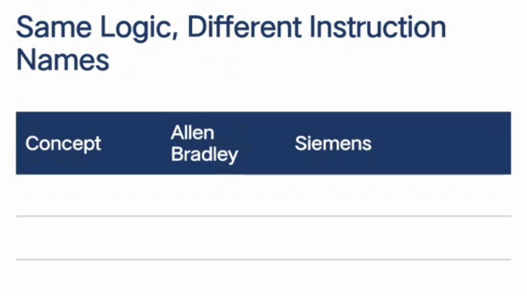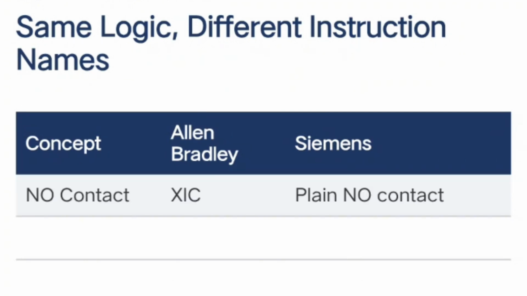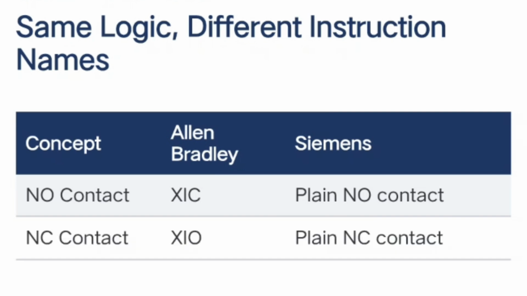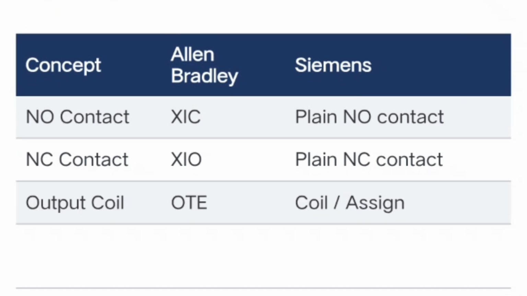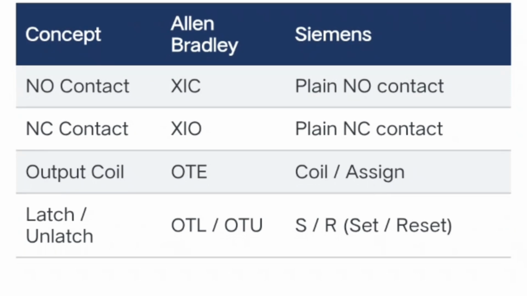First difference you'll hit immediately: instruction naming. A normally open contact is XIC in Allen Bradley, examine if closed, but the same symbol in Siemens is just called a normally open contact, no special mnemonic, you just place it. An output coil is OTE in Allen Bradley, output energize. In Siemens, it's simply a coil, sometimes shown as an assignment box.